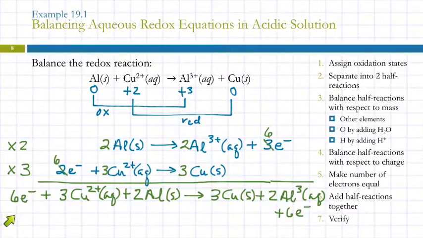You see the electrons here? I have 6 electrons here, and I have 6 electrons there. They cancel out. You could think of them as spectators. Because what's happening is they are going from the aluminum to the copper ion, but they're never just out and about by themselves. They get transferred, they get handed off directly, and you don't actually see them. So then this is my balanced chemical equation.